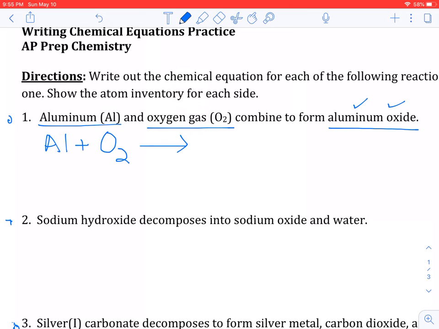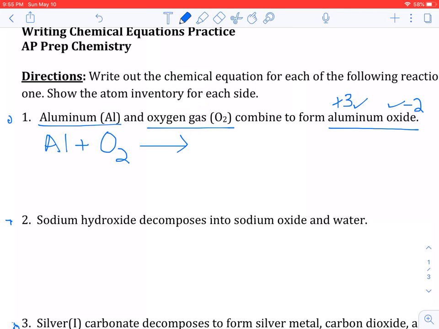So what I need to do if it's an ionic compound is that I need to determine what the charge of each of these elements is. So looking at aluminum, if I find aluminum on my periodic table, it's in group 13, which means it has a charge of +3. Oxide is oxygen, and it's in group 16 on my periodic table. So it's going to have a charge of -2.